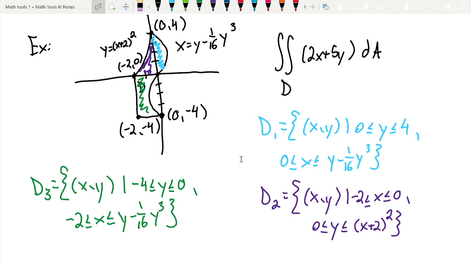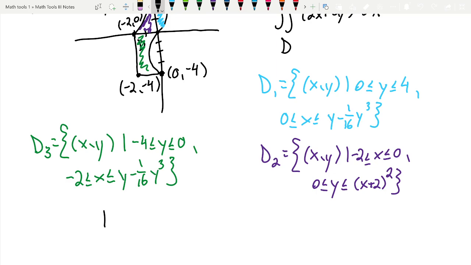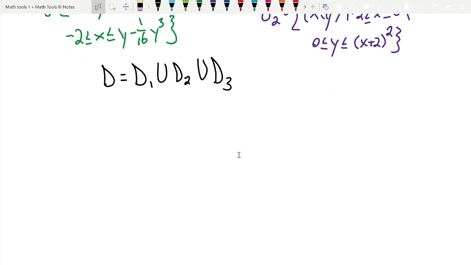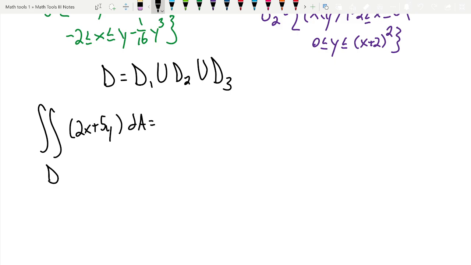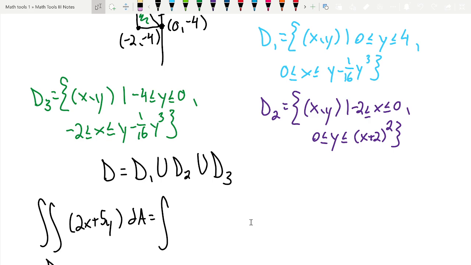So then, of course, you don't have to write it out, but you should just note that D is equal to D1 union D2 union D3. So we can break this integral up over these three regions here. So the integral over D of 2x plus 5y dA would be equal to D1's integral. So this is going to be 0 to 4.